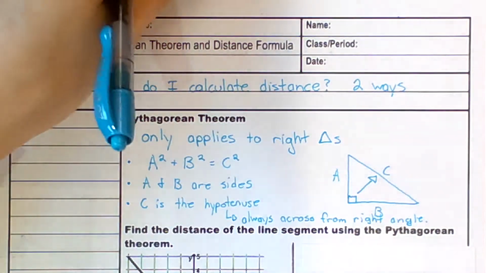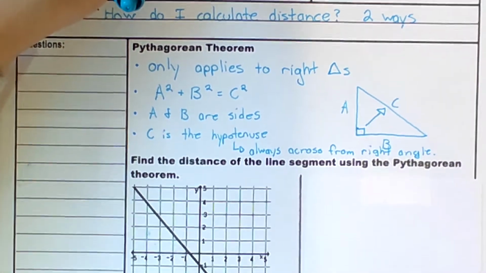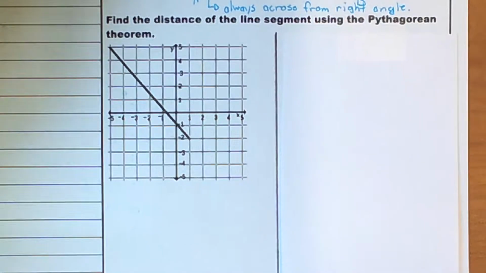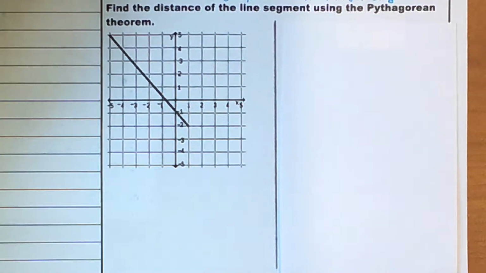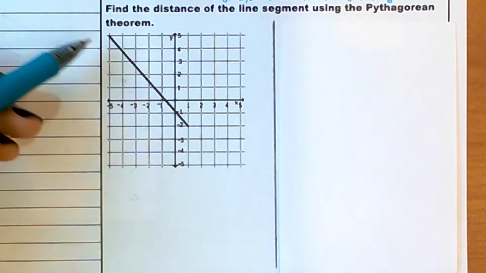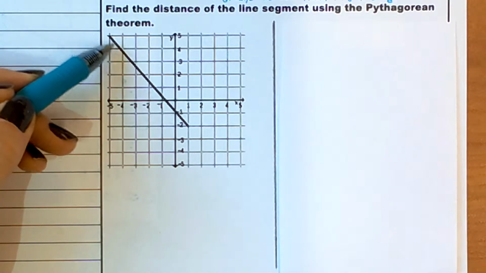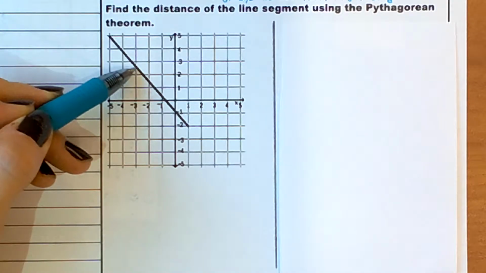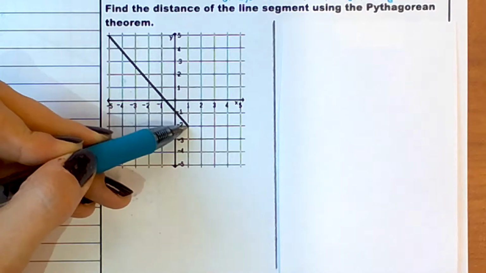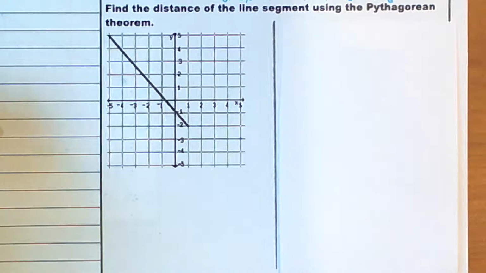So let's take a look at the first problem that we have. It says, find the distance of the line segment using the Pythagorean theorem. So we're not calculating slope now. We're doing stuff a little bit different. We are going to be calculating how long this is, not with a ruler, and we can't just guess. We can't just say, okay, that's 1 box, 2 box, 3, 4, 5, 6, 7, 8, 9, 10, 11. We can't just guess that. So we're going to actually calculate the approximate distance.